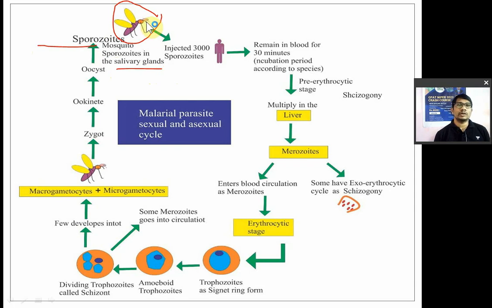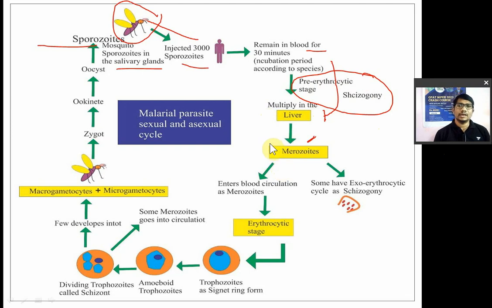Now when the mosquito bites humans, it will inject around 3000 sporozoites into the human. These sporozoites get entry into the blood, and in the blood they remain for 30 minutes. Depending upon the incubation period of the individual species, they will start dividing. From the blood, these sporozoites get entry into the liver. This stage is known as the pre-erythrocytic stage or pre-erythrocytic schizogony.